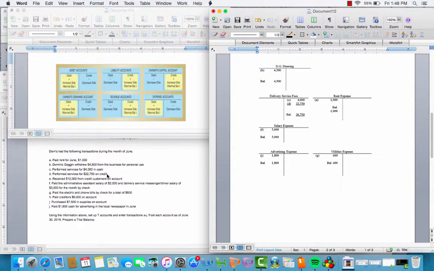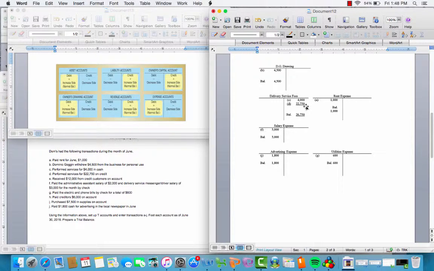In transaction D, again, we're performing some type of service, but it's on credit. What that means is we performed a service, but we didn't get paid immediately. Just like in the last example, we performed a service, so we're going to hit the fee account again. We're getting revenue coming into our business, $22,750. Now notice we didn't get paid cash yet. The customer still owes us this money, but we recognize revenue when we perform the service or sell a good. So even if we perform the service today and don't get paid for 2 months, we recognize the revenue today. The cash didn't come in yet though.